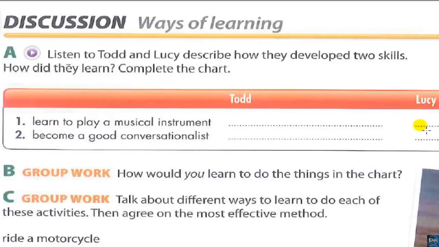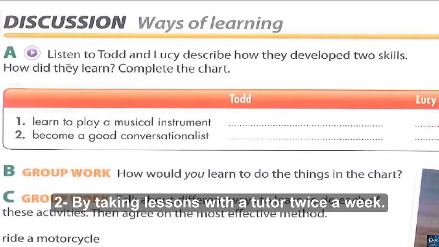But what about Lucy? Lucy learns the piano by taking lessons. By taking lessons with a tutor. A tutor, American, British, a tutor, a private teacher. Lucy used to go to her neighbor's house to teach her how to play the piano twice a week.